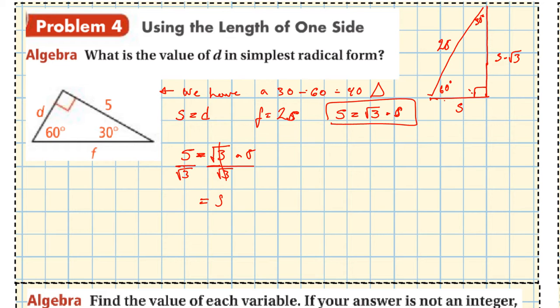Now remember, we cannot have radicals in denominators, so we're going to multiply the top and the bottom by the square root of 3. Once simplified, you're going to get 5 square root of 3 over 3. Let me fix it.